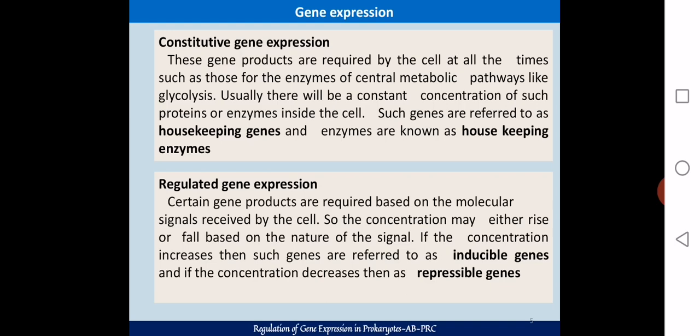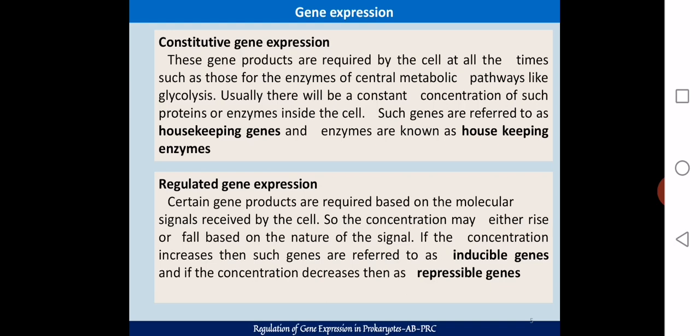You can find examples like the glycolytic pathway. So the enzymes required for the glycolytic pathway are expressed all the time. That means at any point of time in a bacterial system, when you analyze, you can see all the enzymes required for glycolysis. So these genes are expressed most of the time, right? So these enzymes are called housekeeping enzymes.